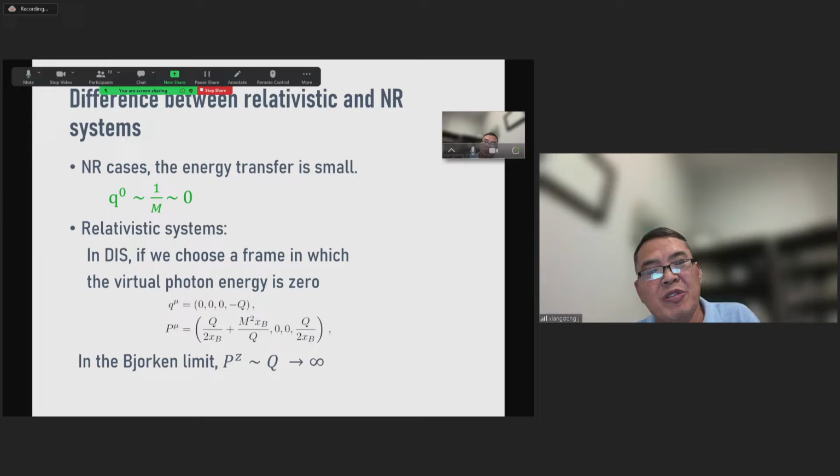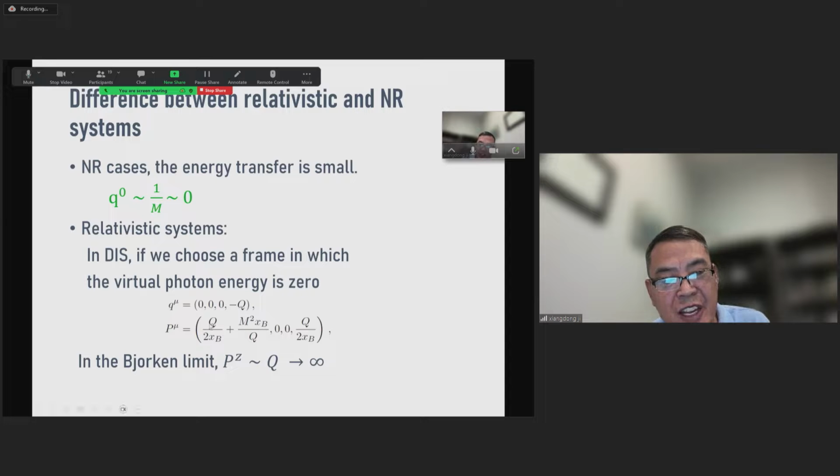Now, what is the difference between relativistic and non-relativistic systems? In the non-relativistic case, we know the system mass or probe mass is large, and therefore the energy transfer is very small. So if we look at deep inelastic scattering in a frame in which the energy transfer is zero, that is called the Breit frame, in which the virtual photon energy is equal to 0. Therefore, you can go to a frame in which the virtual photon momentum only has the space component, with no time component. In such a frame, you're probing the momentum distributions.